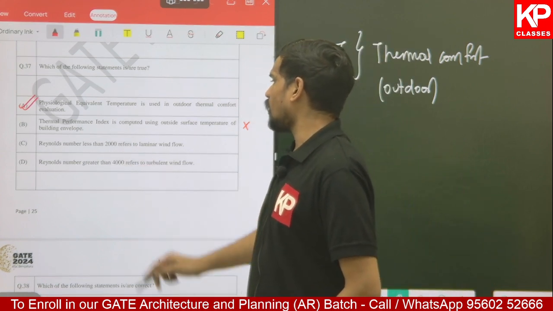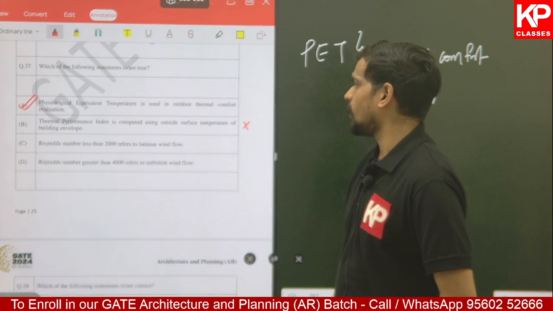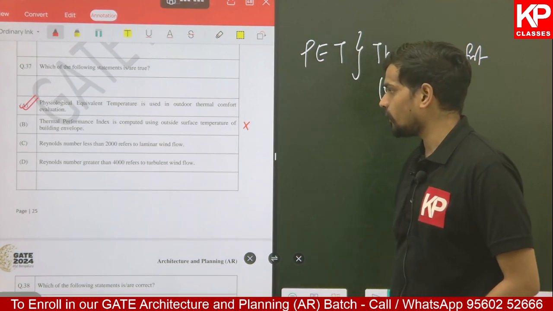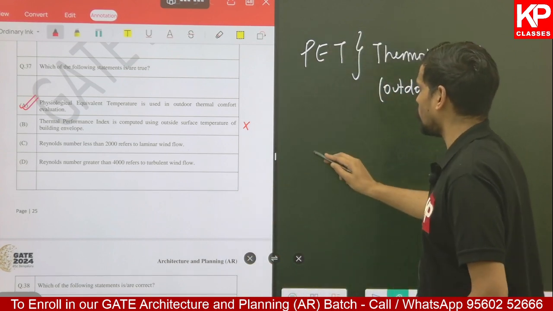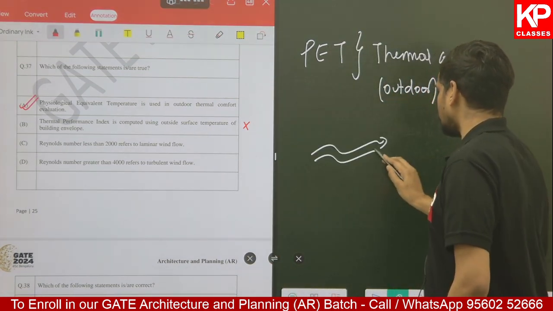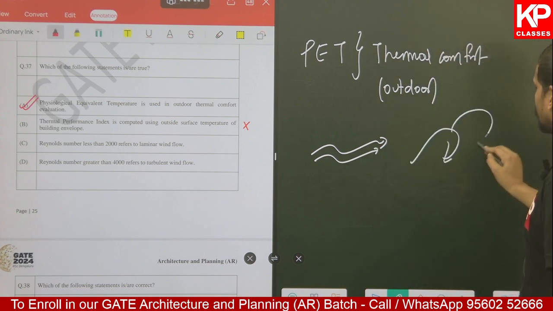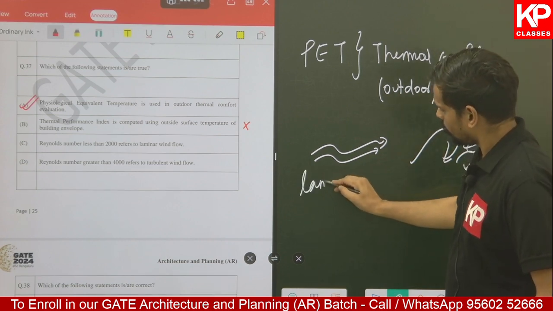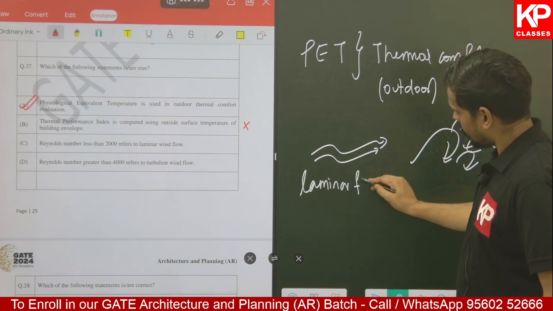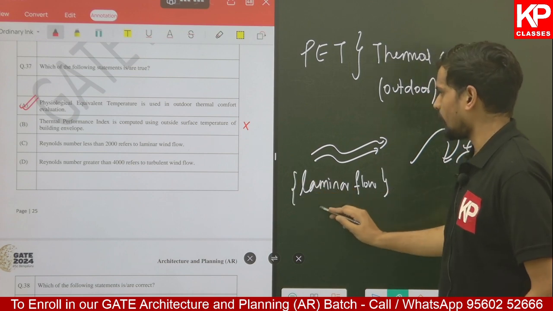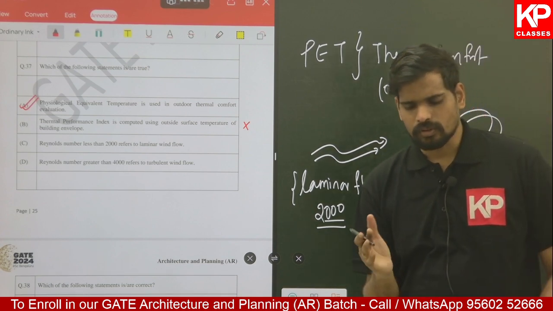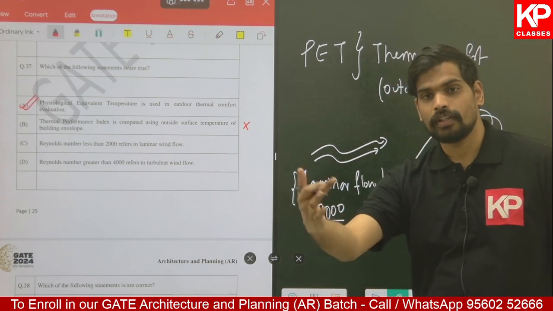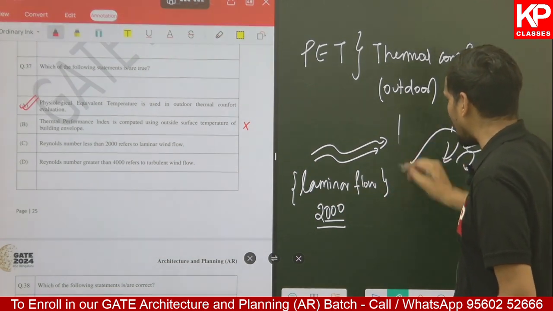Reynolds number less than 2000 refers to laminar flow. Reynolds number greater than 4000 refers to turbulent wind flow. To understand the nature of wind flow, laminar flow is where the wind velocity is relatively slower. Turbulent flow is where the Reynolds number is higher. Reynolds number for laminar flow is generally close to 2000 or up to 2000. Some books also say that it should be up to 2200 or 2300. That's the upper limit for laminar flow.